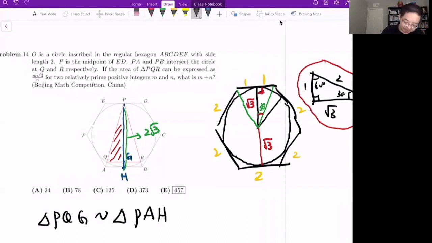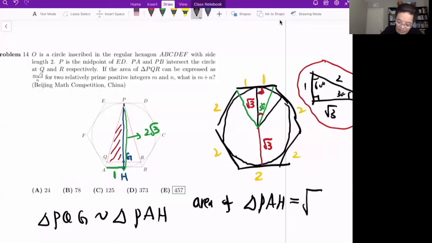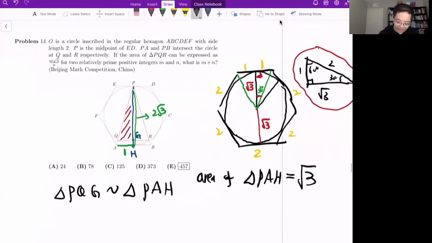Now AH is 1. So I have the area of the triangle PAH, which is just the square root of 3. In order to find the area of the triangle PQR, we multiply the area of PQG by the appropriate factor. To do this, we need to find the ratio, and to find the ratio, we need to find the length of PQ.